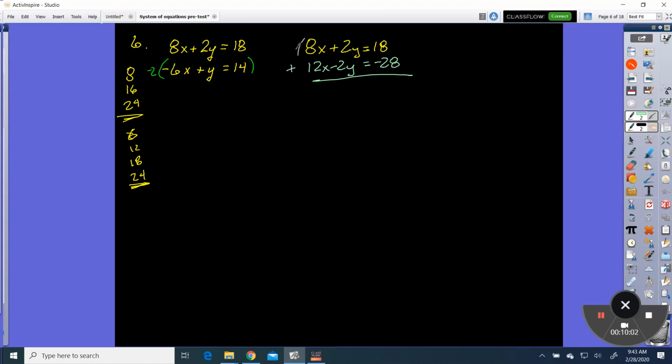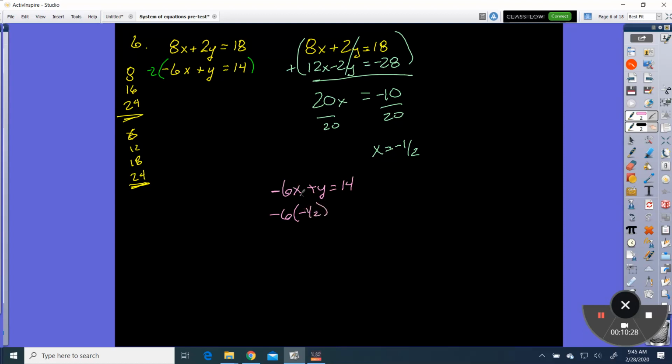So now when I add these two equations together, 8 plus 12 makes 20. The y's go away, and negative 28 plus 18 is negative 10. So now I divide it by 20, and x equals negative 1/2. I pick one of these two equations. I'm going to pick the bottom one. All right, so I'm going to replace this x with negative 1/2.